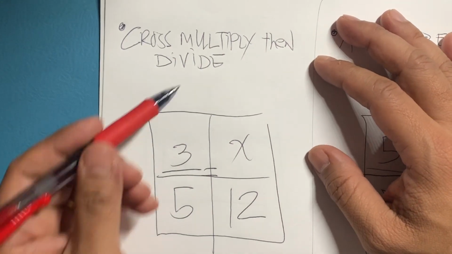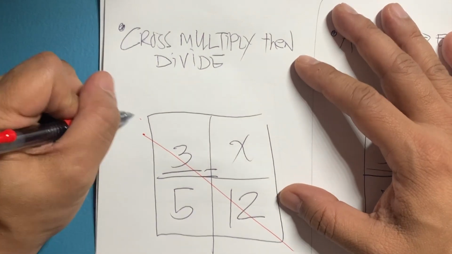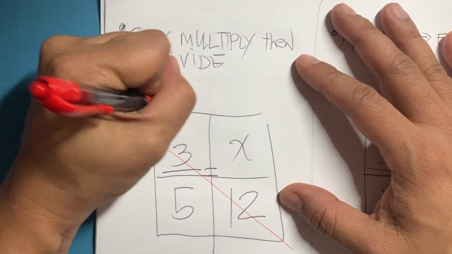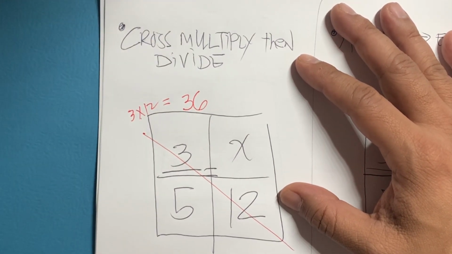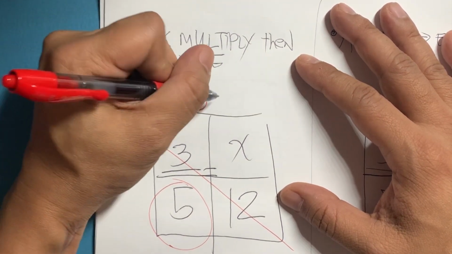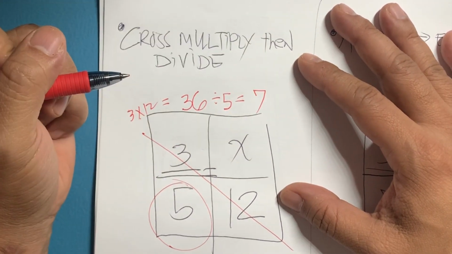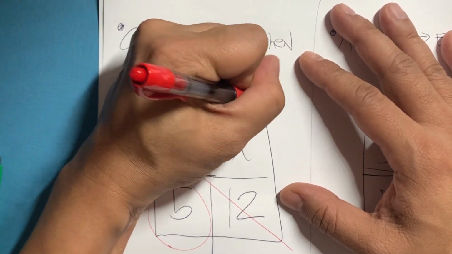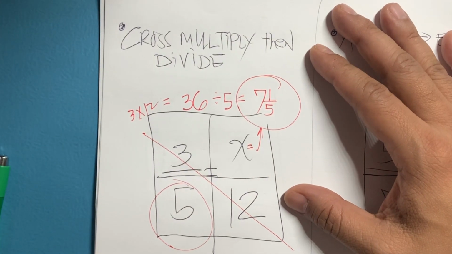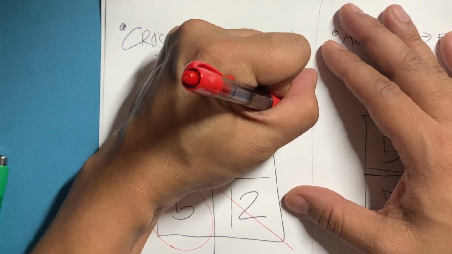Cross multiply, then divide. This is from the word cross multiply. Cross multiply 3 times 12. 3 times 12, and you will get 36. After getting 36, divide it by the remaining number. The remaining number is 5. 36 divided by 5 is equal to 7. That's a 35, and a remainder 1 over 5. So x is equal to 7 and 1/5, or as a decimal, you could say 7.2.